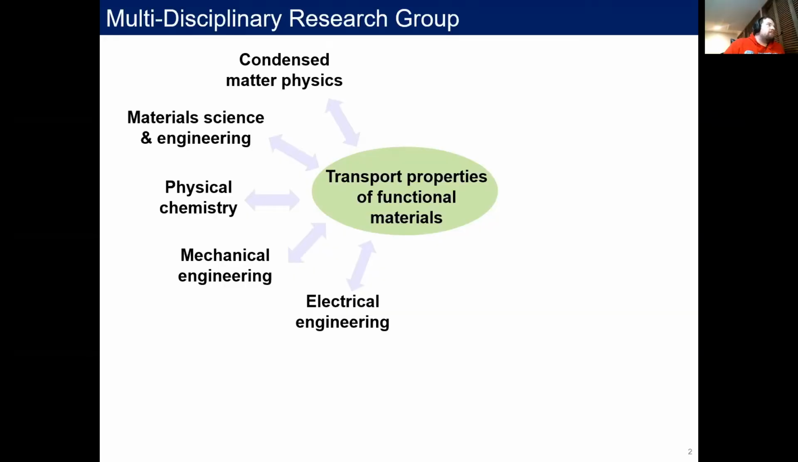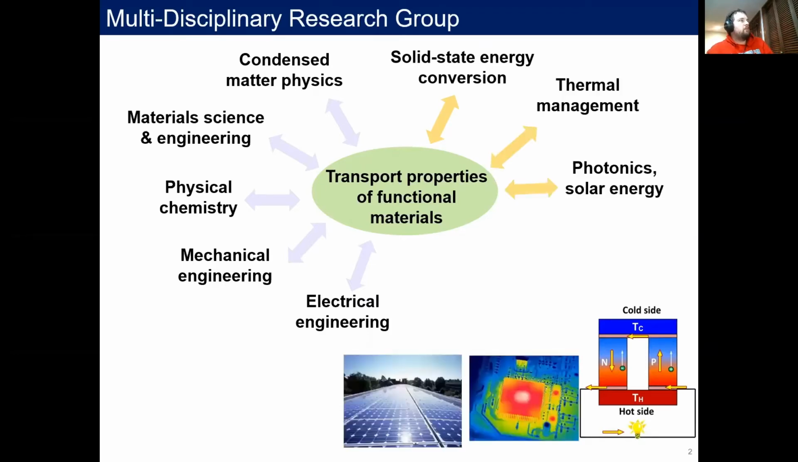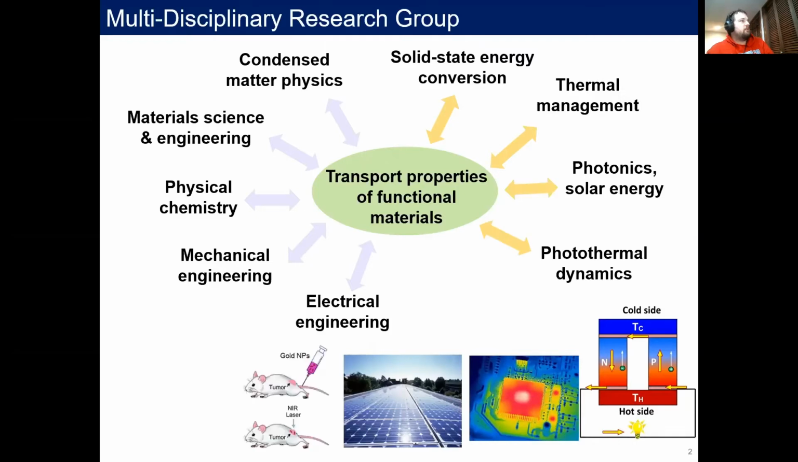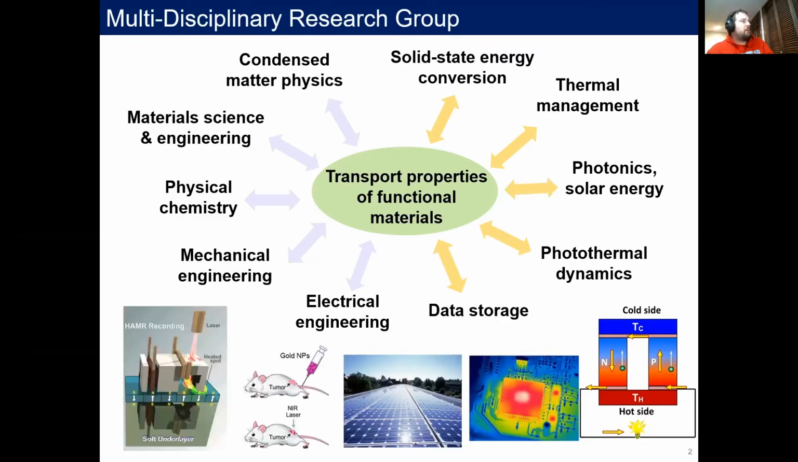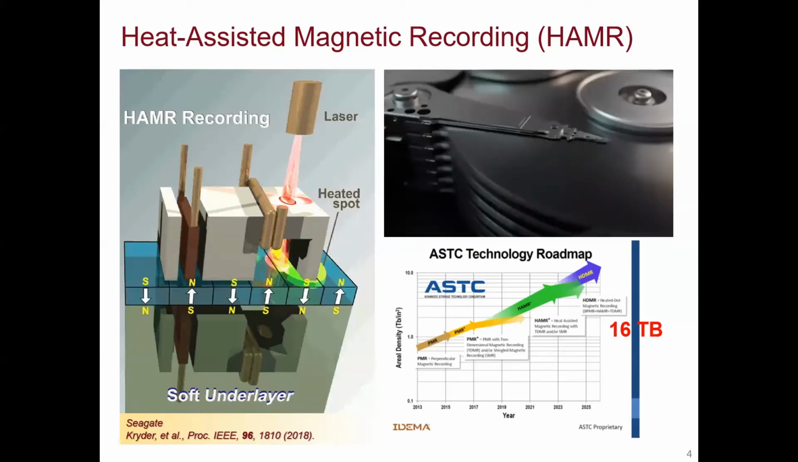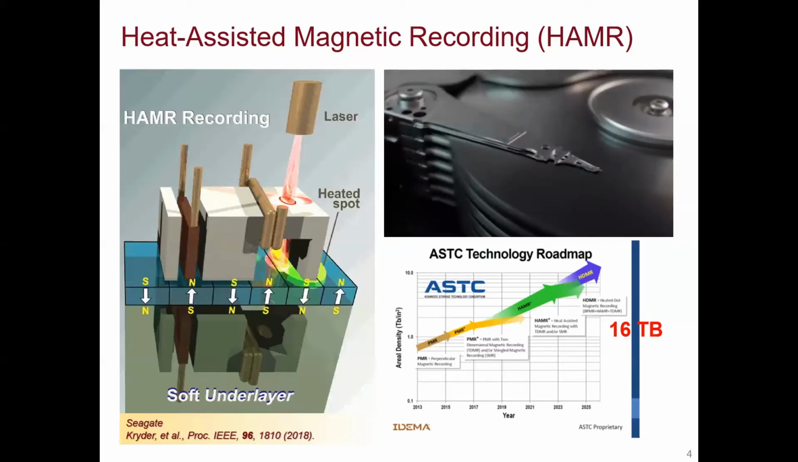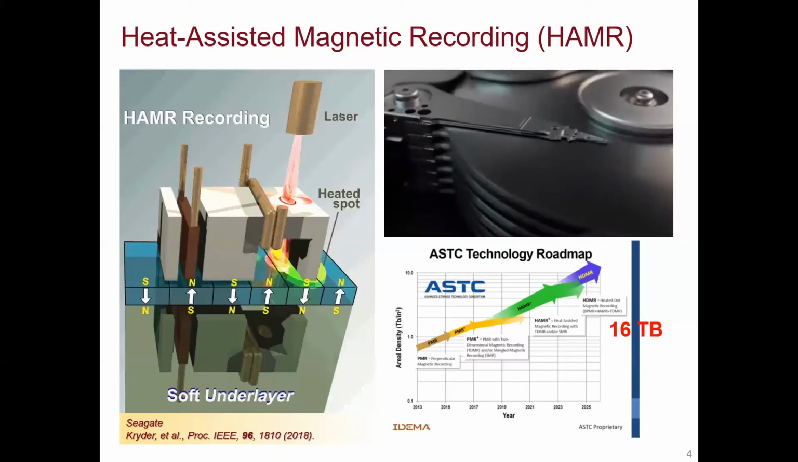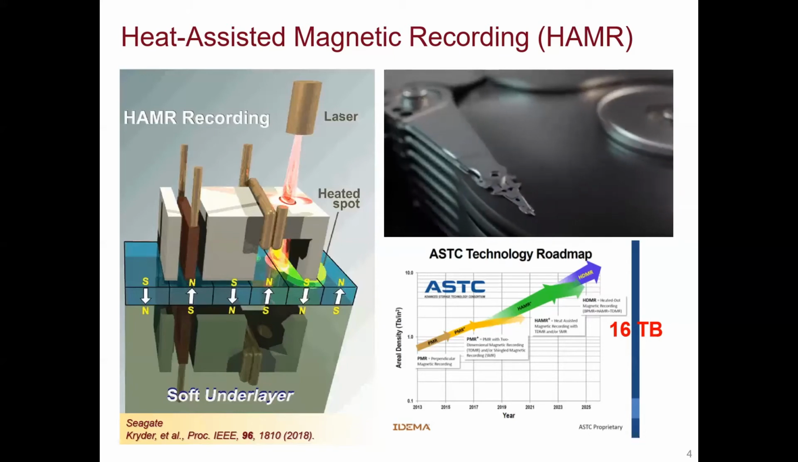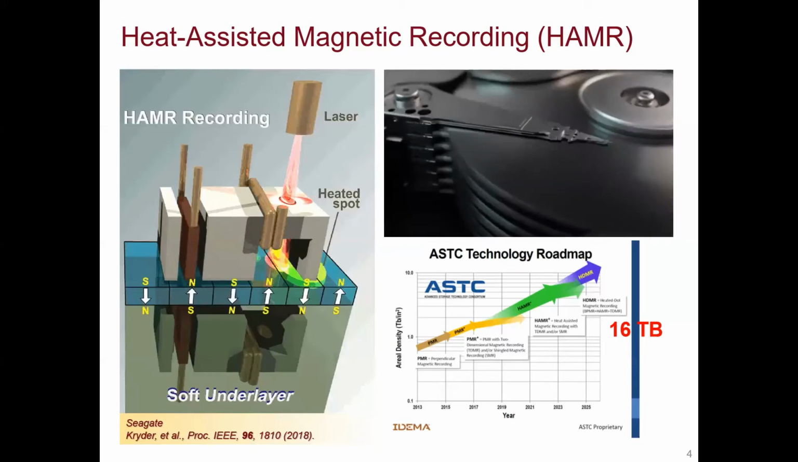Our research group spans many disciplines, from condensed matter physics to electrical engineering, and it has applications in multiple fields: in solid-state energy conversion, thermal management, photonics and solar energy, photothermal dynamics, and data storage. One area of research that shows particular promise is in magnetic storage through heat-assisted magnetic recording. This is a technology whereby the magnetic properties of the recording layer need to be characterized in great detail, which is something our lab is capable of doing.